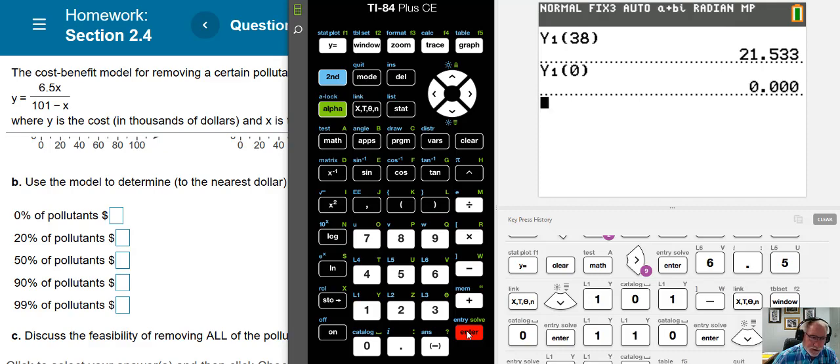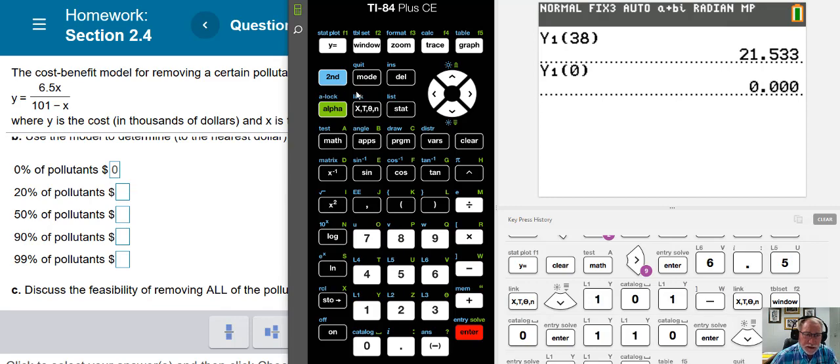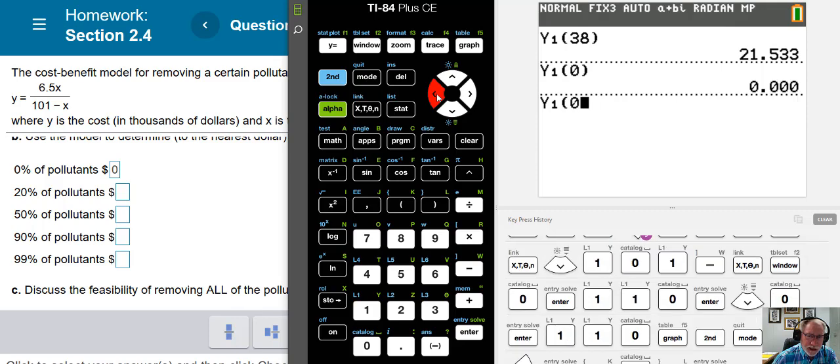So I'm going to enter a 0 in the first box. Now look, I can do second, enter, and it duplicates what I just typed. I can scroll to where I typed a 0 and type a 20 and press enter.